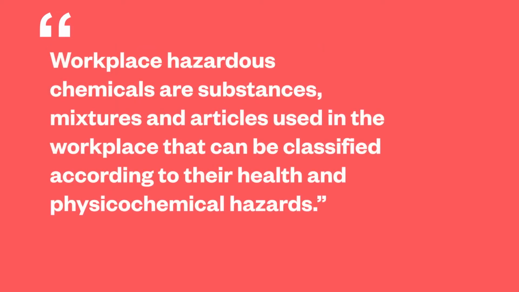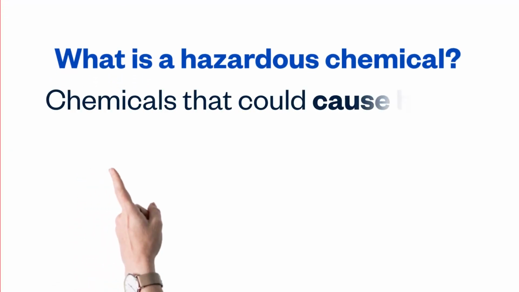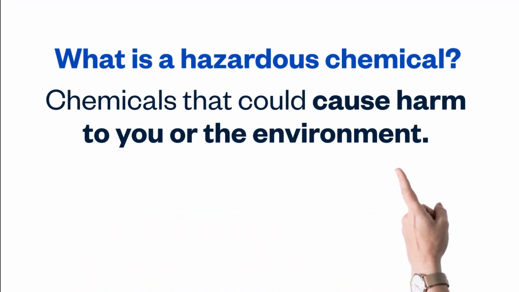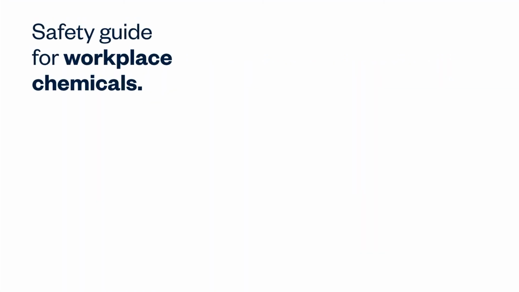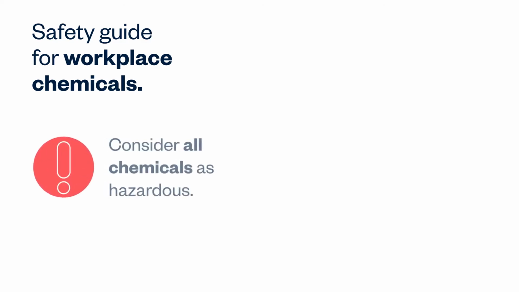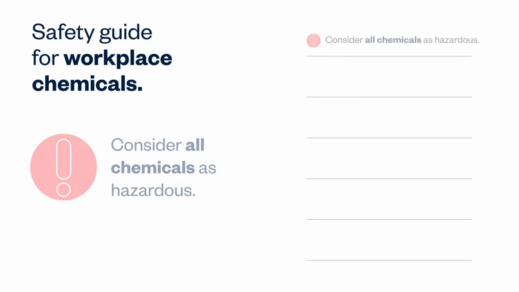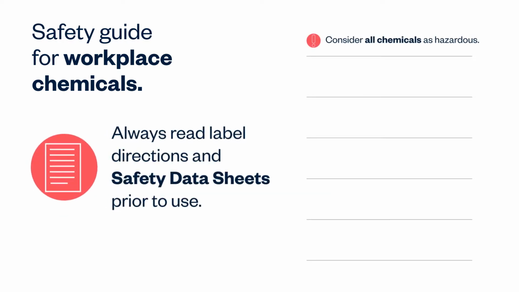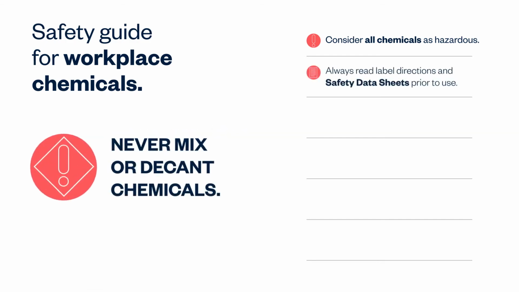A hazardous substance is defined as any substance, mixture or article classified as hazardous according to the criteria of Safe Work Australia. Or more simply, it is a chemical that could cause harm to you or the environment. When working with chemicals in the workplace, extra care should be taken to avoid exposure. Consider all chemicals as potentially hazardous and always read the directions for use on the label, as well as the SDS before handling.